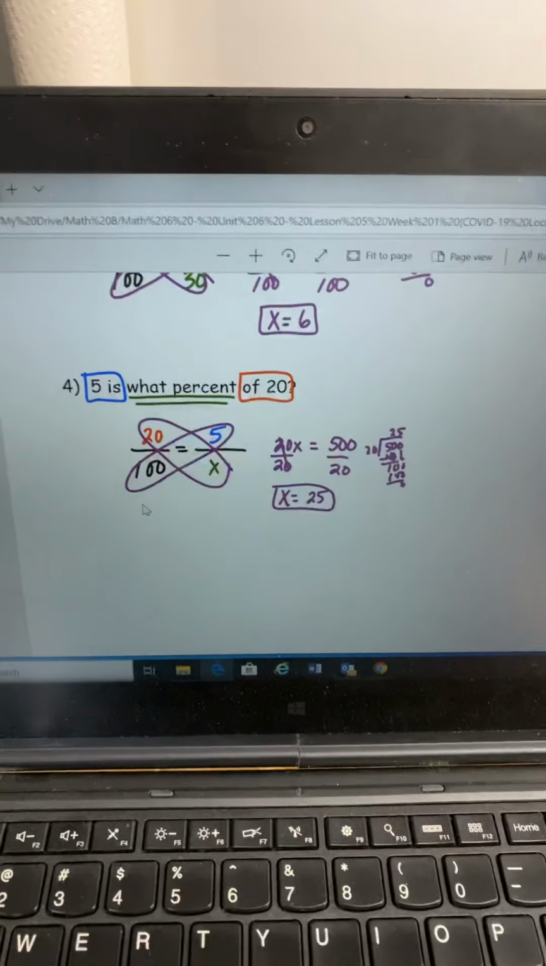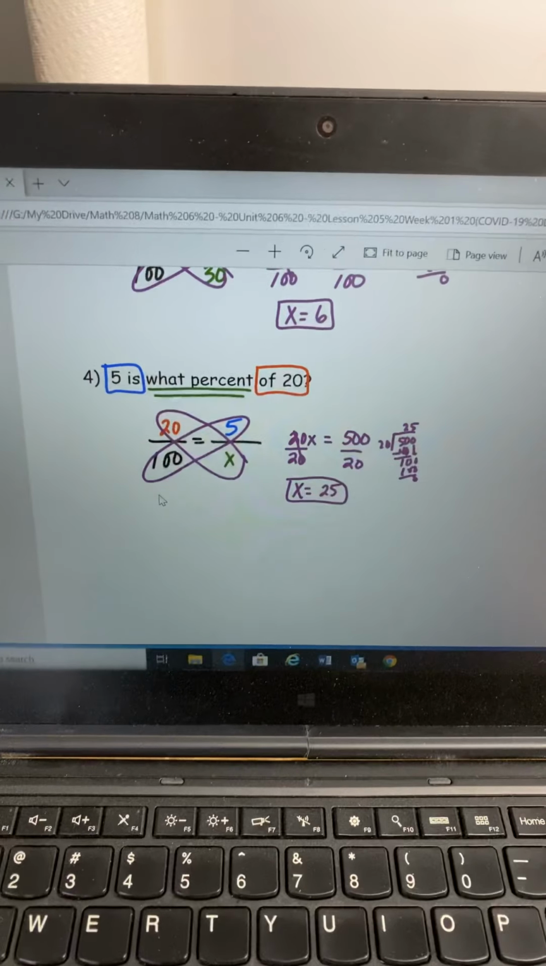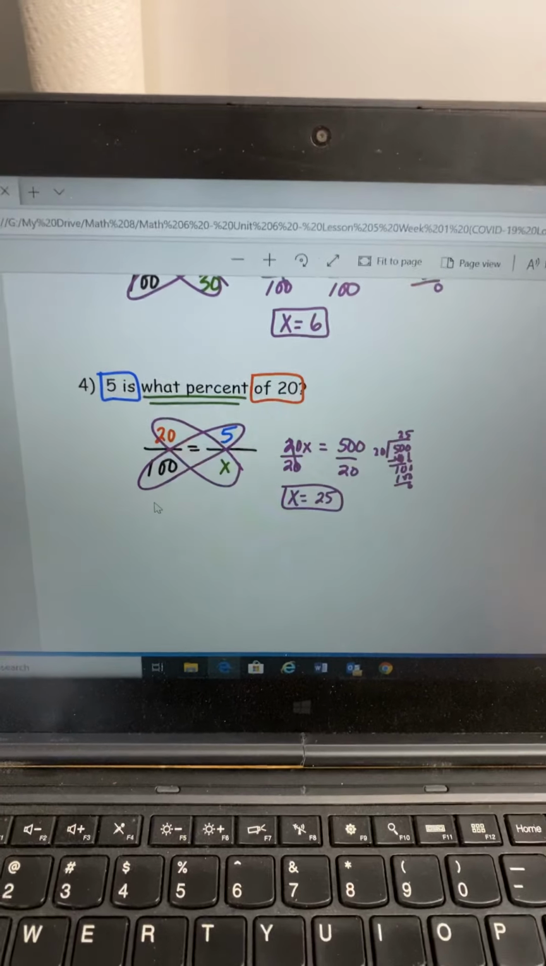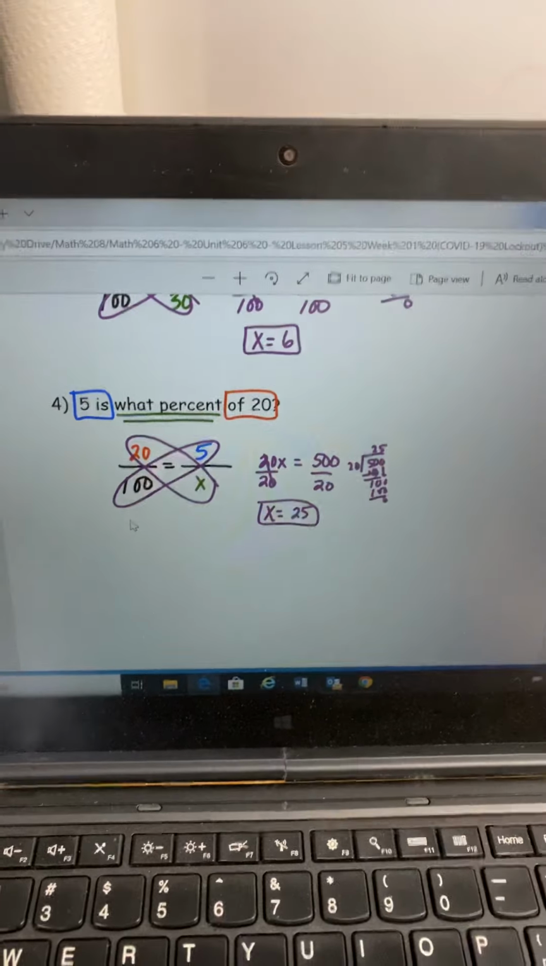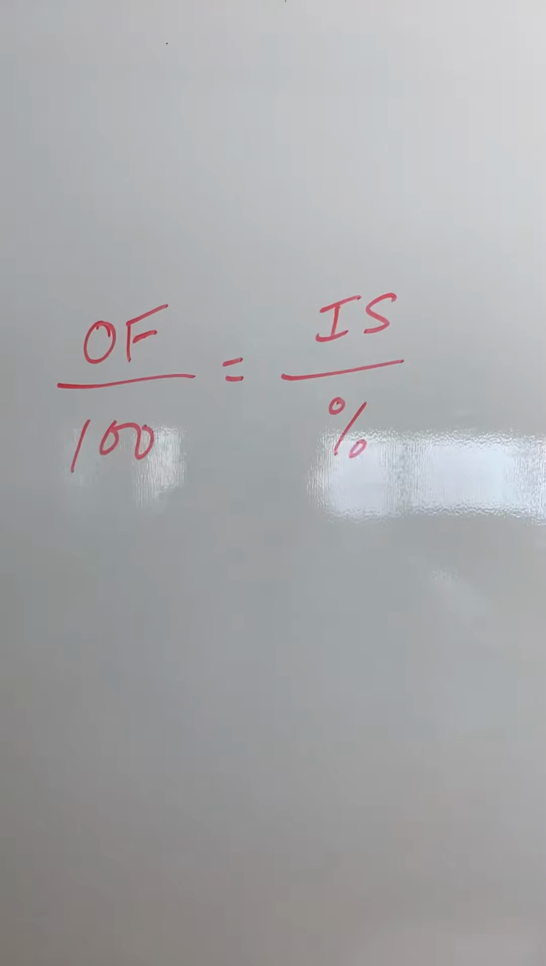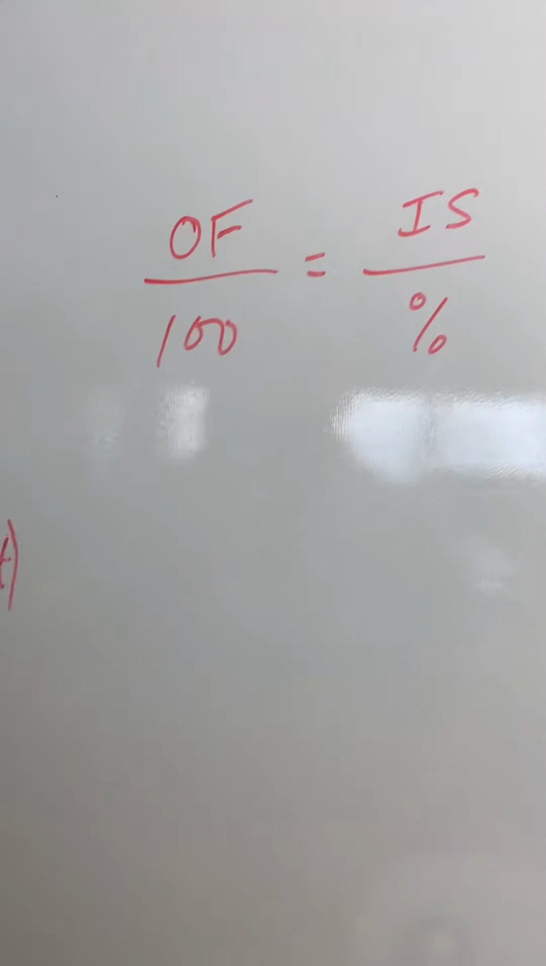Okay, let's take a look at our last one for this particular day's lesson, for me to go ahead and tell you what I did when I took notes for you. Okay, this is number 4. Number 4, once again, still using this: is over 100 equals % over percent. I did not write this one on the board, so let's do that.